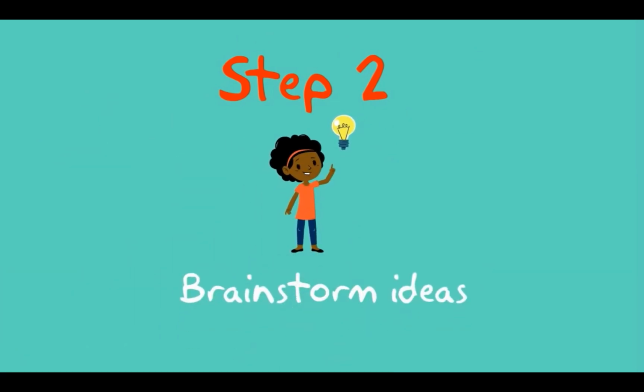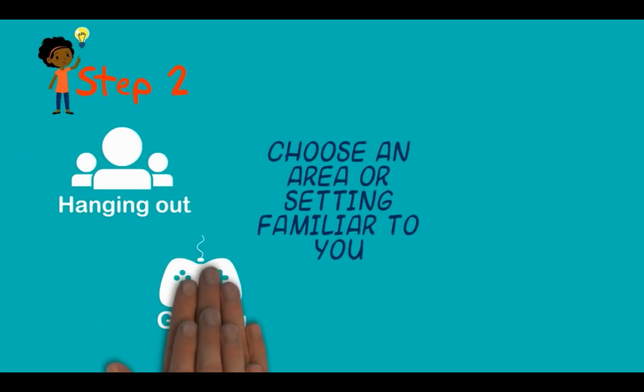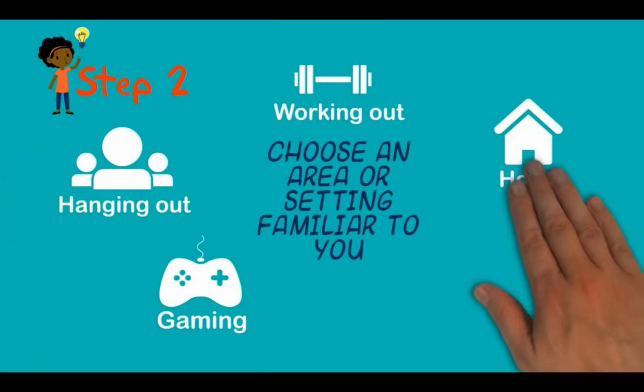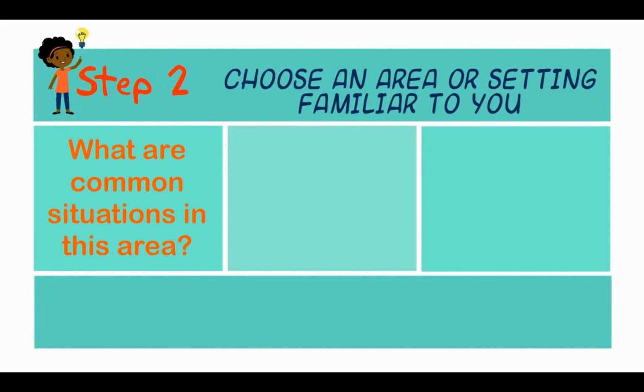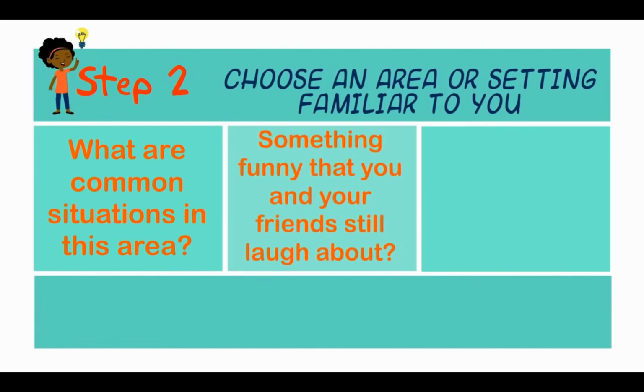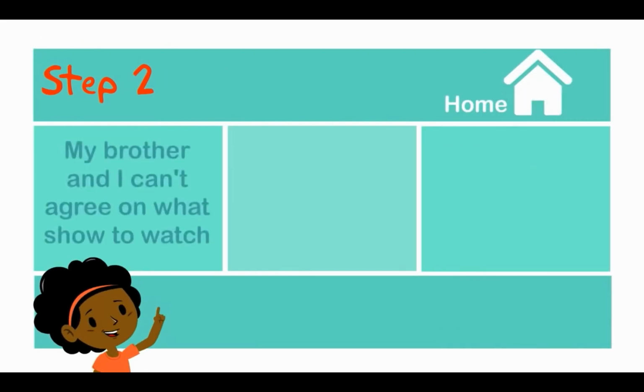Step 2. Brainstorm ideas for your comic. Choose one. Choose an area or a setting that's familiar to you, such as hanging out, working out, gaming, home, or school. What are common situations in this area? What's something funny that you and your friends still laugh about? What's something that's really true and ironic? These are good things to write about.